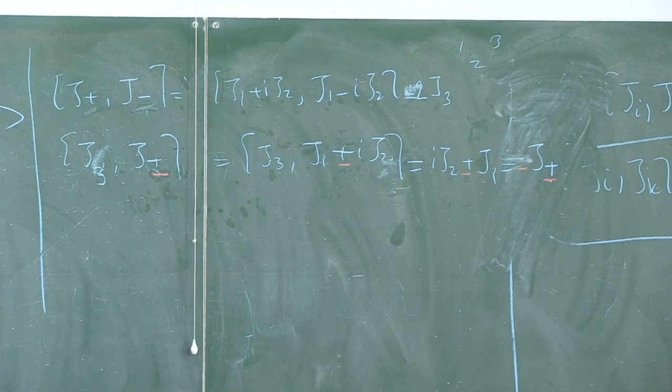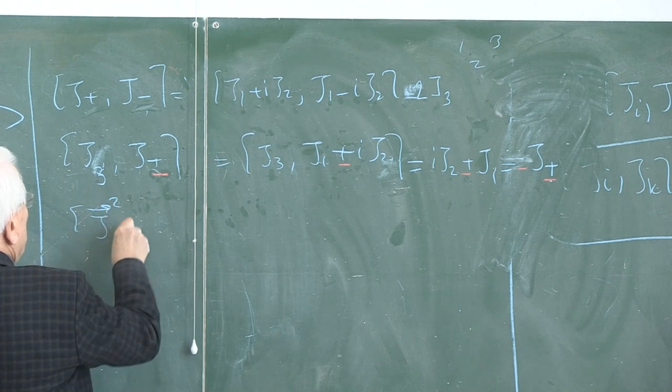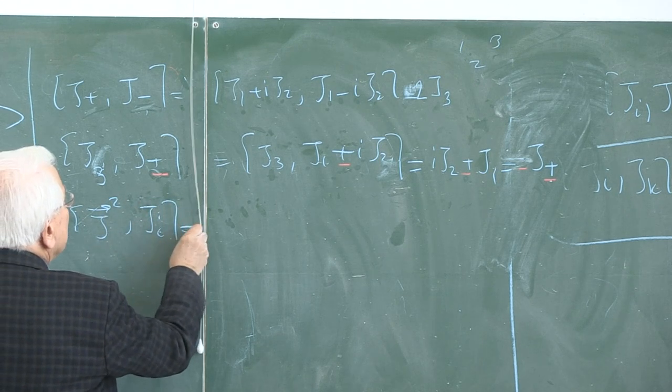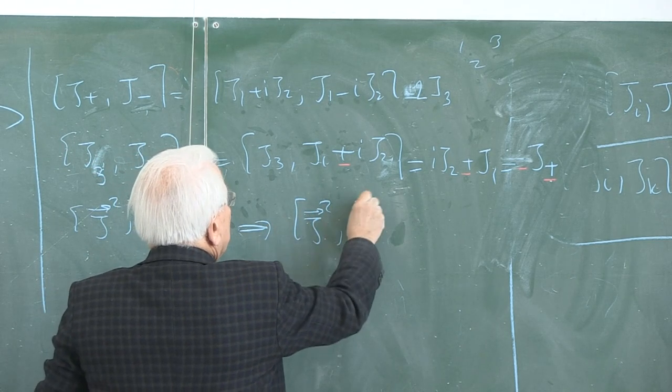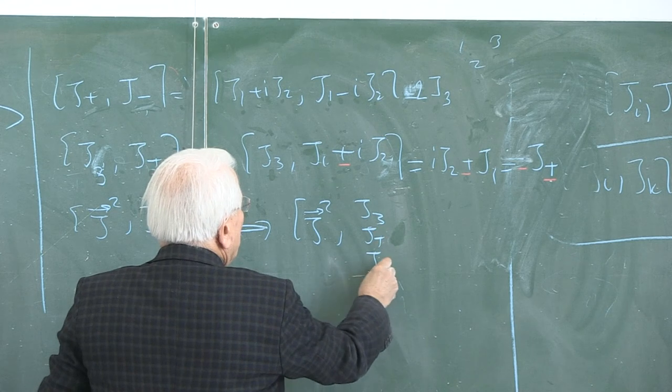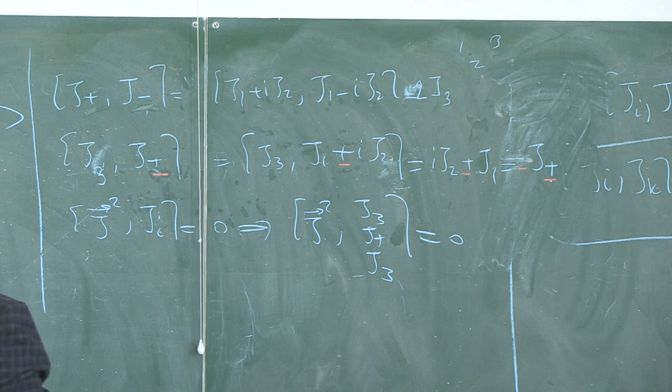Okay, so what do we do now? What we have to do is, for instance, we can try working out the J squared in terms of J plus and minus. But we are going to really use this expression. Oh, by the way, another thing which is important: as J squared commutes with any Cartesian component, that also commutes with J3, J plus, and J minus. That's also clear, right? So we are going to use that property too.